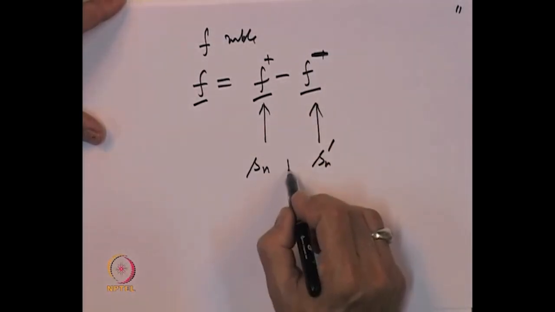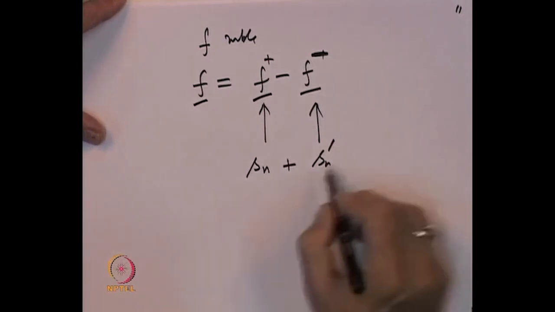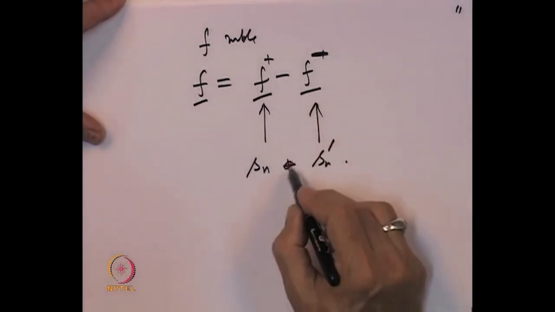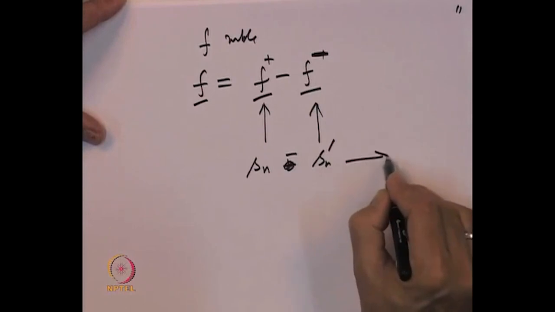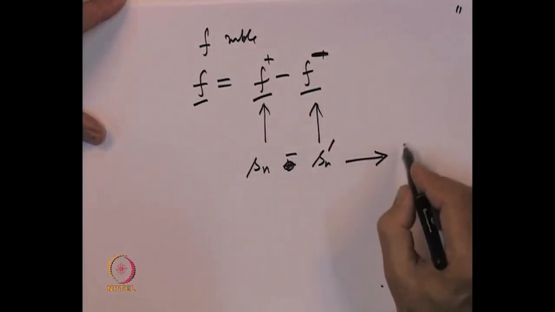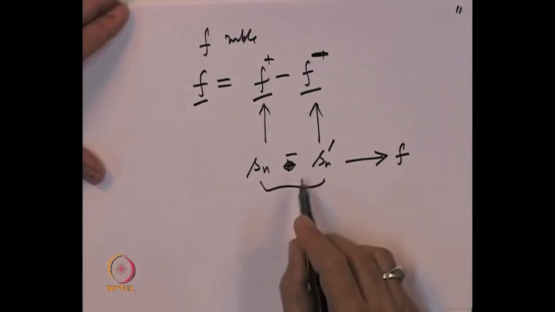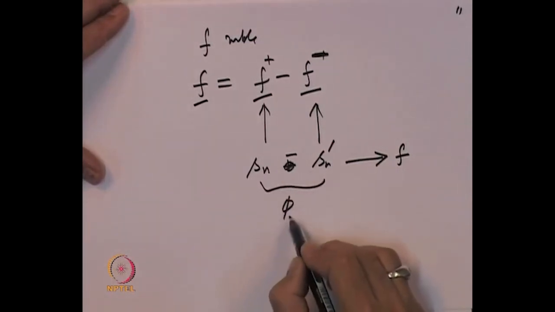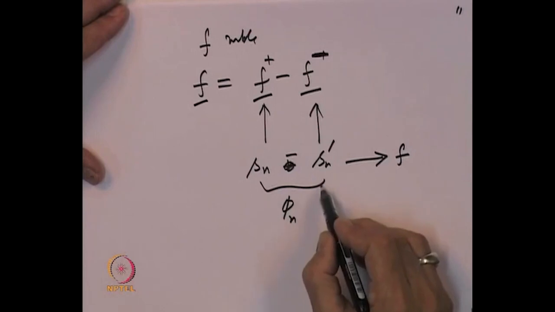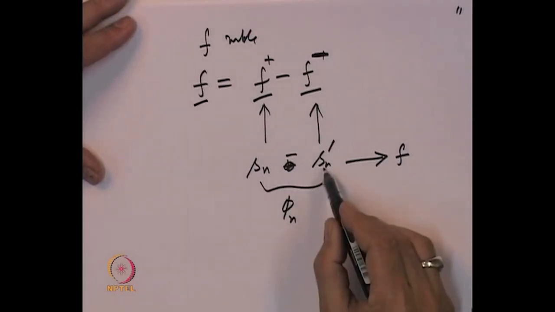So, if I look at this plus this, and then this minus, then this will converge to f. Call this your new sequence, phi n. So, phi n is a sequence of measurable functions, because the difference of simple measurable functions is measurable.